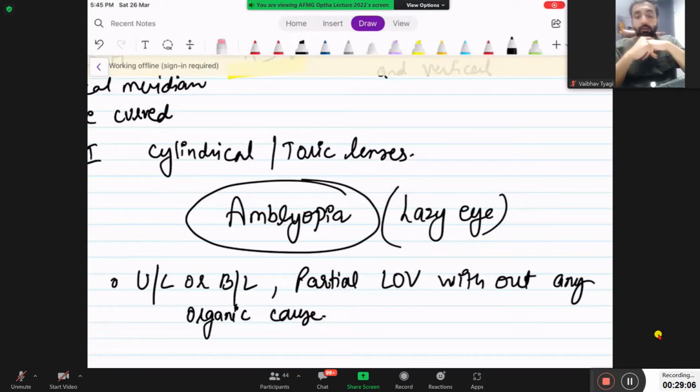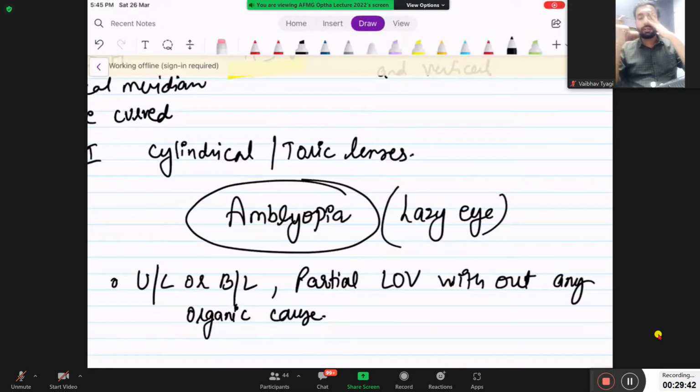Yes. If I patch this eye, which is overworking and overpowering the other eye, what will happen? My lazy eye will be forced to see the objects, right? That is called patching. So you have to remember that patching is done for the normal eye, not the amblyopic eye. Patching is done for the normal eye, which is seeing 6/6. The problem is present in the lazy eye.